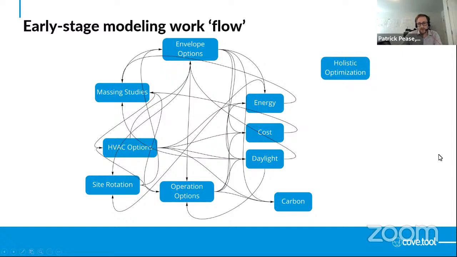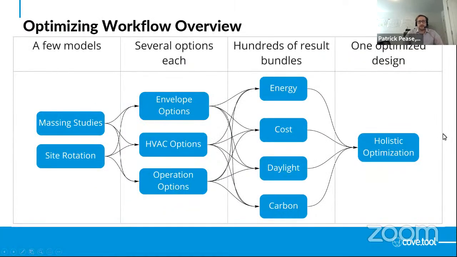So we're going to reorder this for this example and start very methodically. We're going to start with just a few models and do a massing study. After that, we'll do a site rotation to see where that gets us. And then we're going to define several options that we want to look at, and then actually run them as bundles all at once. So we're not going to look at just HVAC on its own. We're going to look at HVAC, envelope, and operations all together, get metrics out in energy, cost, daylight, all the things we were just talking about. And that's going to allow us to decide on an optimized design, a very holistic and ordered approach, which will help when you're doing a complex project like a hospital.